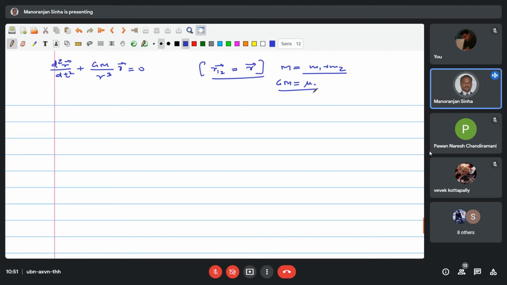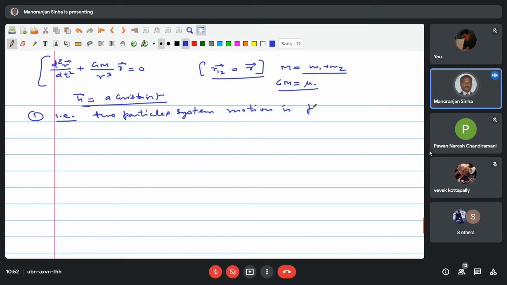So all the properties we have worked out for the central force motion are applicable here in this case. That is, h is a constant. This motion, h is a constant, this implies the two particle system, planet.